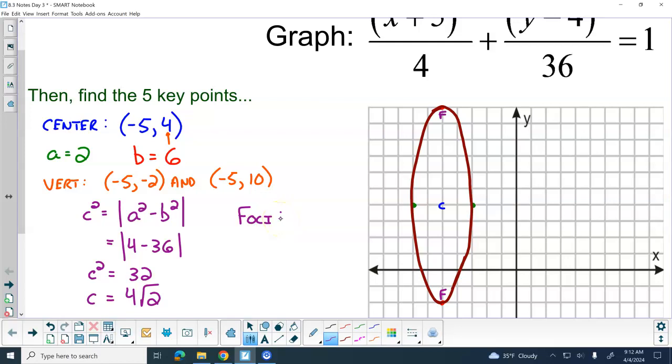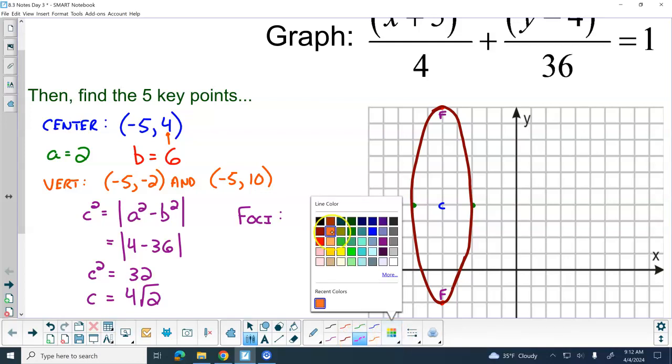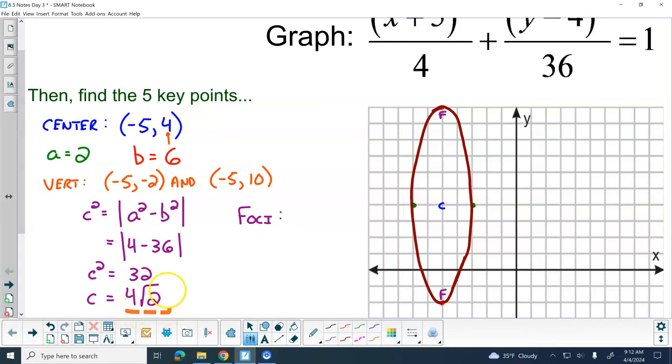would be, again, now I would add this. Let's go into a different color. We'll go peach. I'm going to add and subtract this 4 square roots of 2. Again, because it's stretched out vertically, I'm going to add and subtract it to the y. So my foci are going to be negative 5, comma 4, plus and minus 4 square roots of 2.